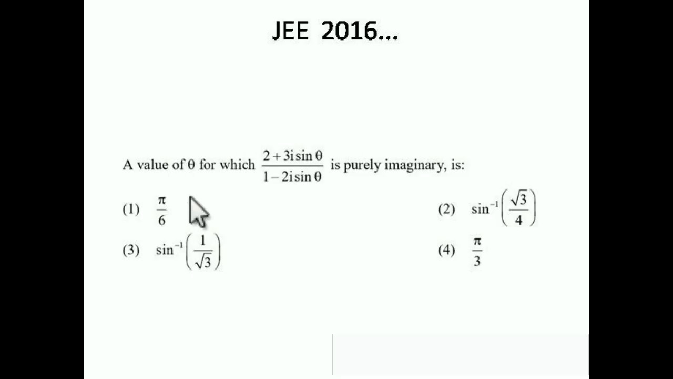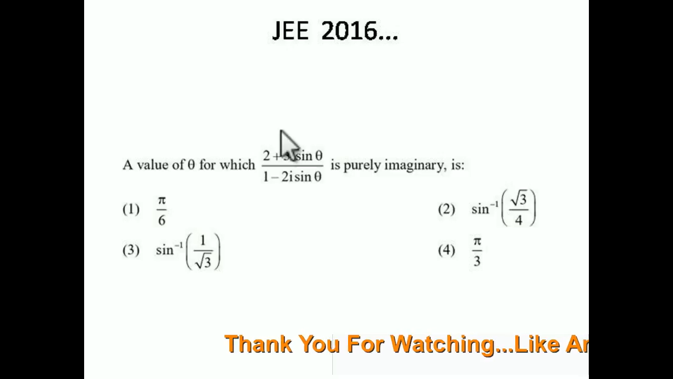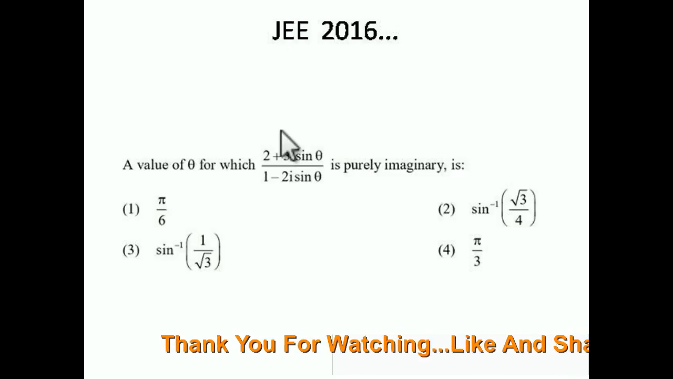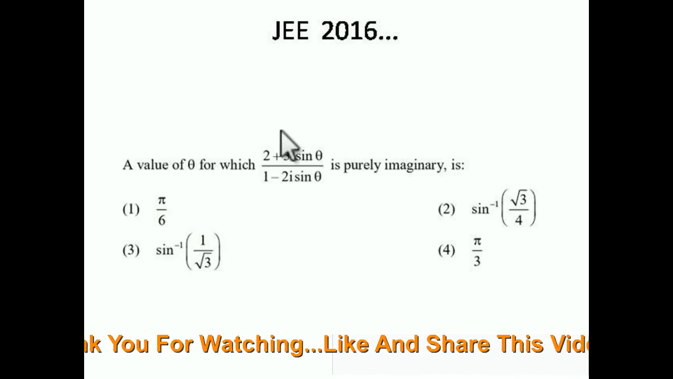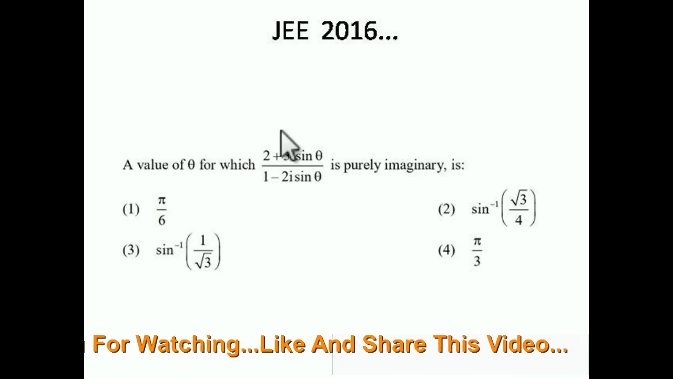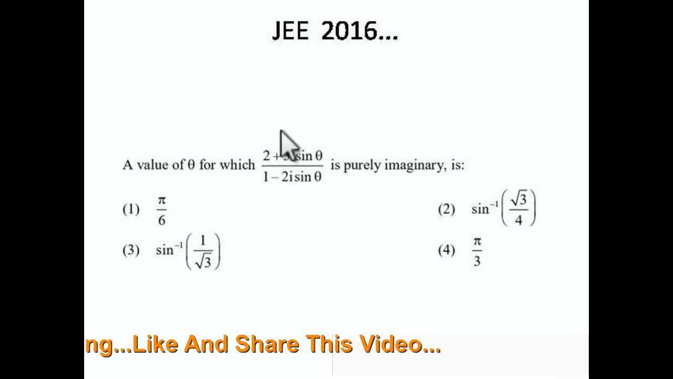This is a question from complex number. A value of theta for which (2 + 3i sin θ)/(1 − 2i sin θ) is purely imaginary is. So what we have to do, we have to find the value of theta for which this value is always purely imaginary. So very simple thing, we just have to convert it into the simple form, that is a + ib form, and if we get that form, then we just have to equate a, that means the real part, equal to 0. If the real part is 0, then the complex number is purely imaginary.